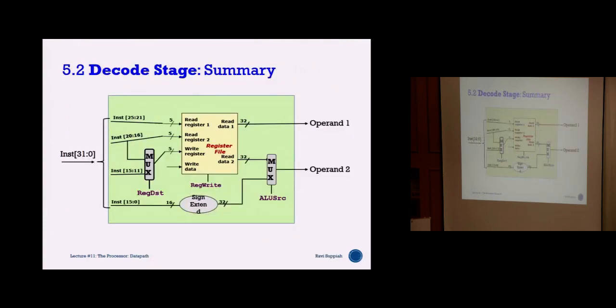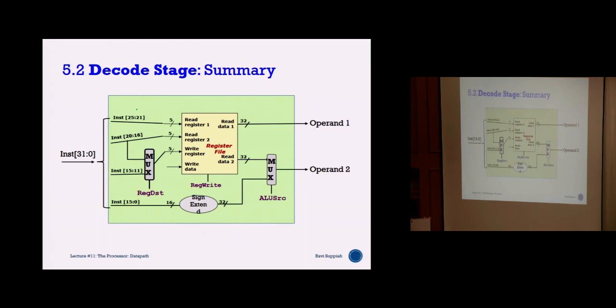Before we go to that stage, let's look at the summarized view of the decode stage. So the first stage is what? The first stage is your fetch. Your fetch is your PC, go to your instruction memory, get the instruction, and go to your decode stage. In your decode stage, what are you trying to do? You are trying to look at your RS, RT, RD plus your immediate value to know what is the flow of data that you should go to your register file.